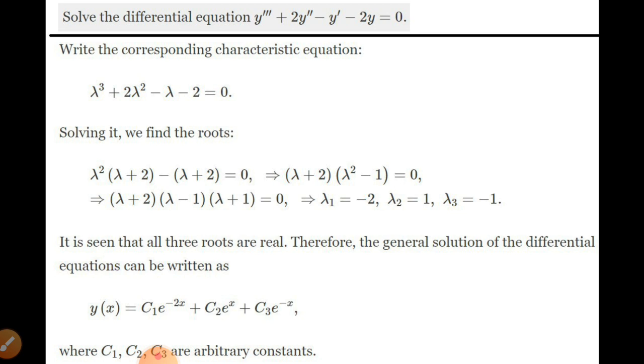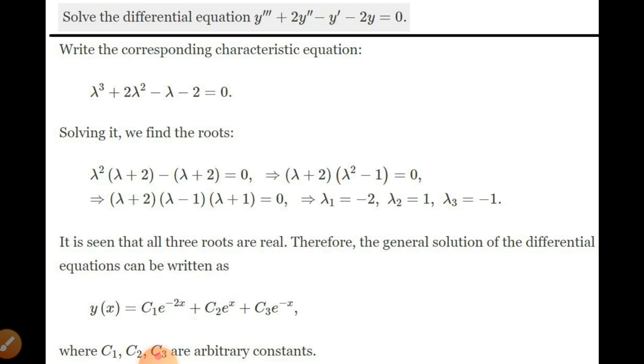We can see that all the roots are real and distinct. So the solution will be c1 e to the power minus 2x plus c2 e to the power x plus c3 e to the power minus x. Corresponding to each distinct root, we will have a term with a constant c1, c2, c3. This was the first type of equation, where we had real and distinct roots.